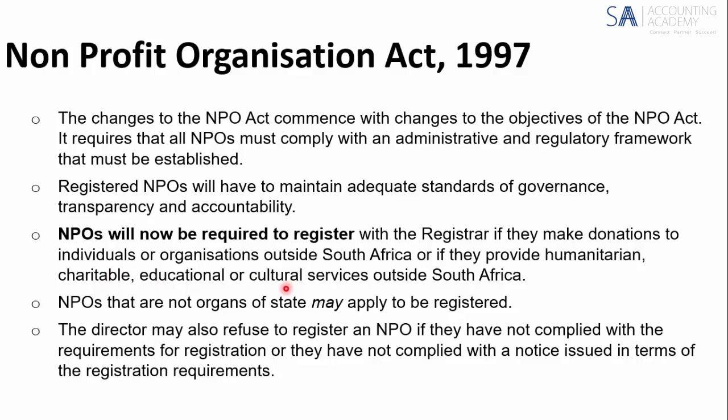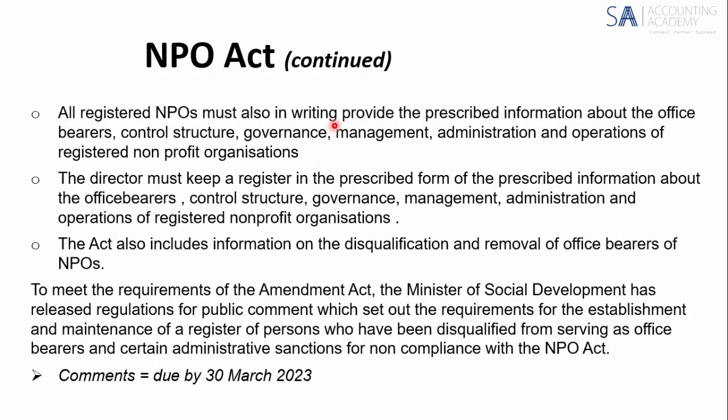If they are not organs of state, they may apply to be registered as well. And the director may also refuse to register an NPO if they haven't complied with the requirements for registration. The NPO Act also says that all registered NPOs must provide, in writing, the prescribed information about the office bearers. So the same way that the trustees are going about, the director has to keep the register in the prescribed form. Now, we don't yet know who the supervisory body is here.